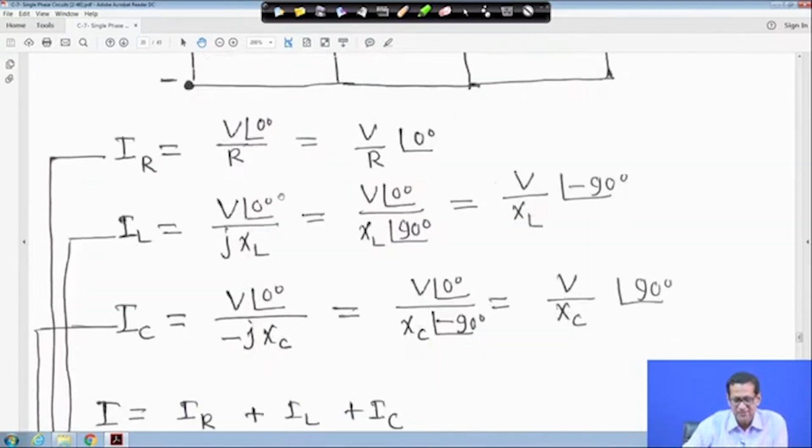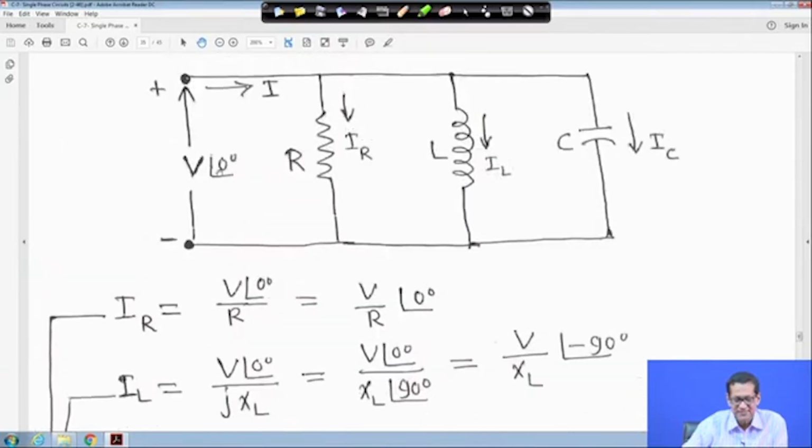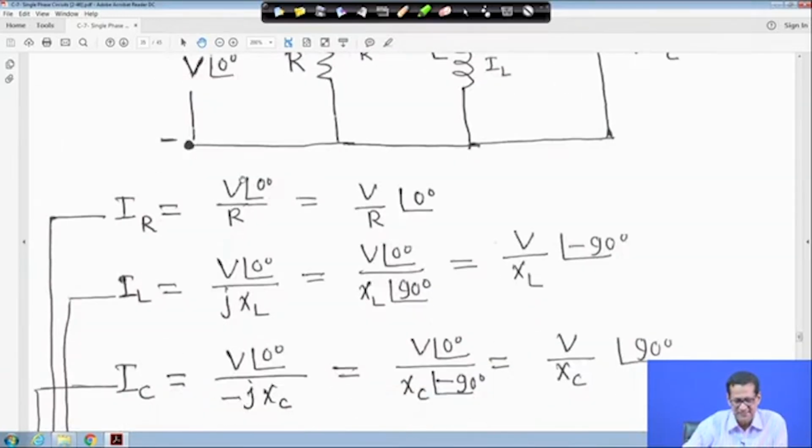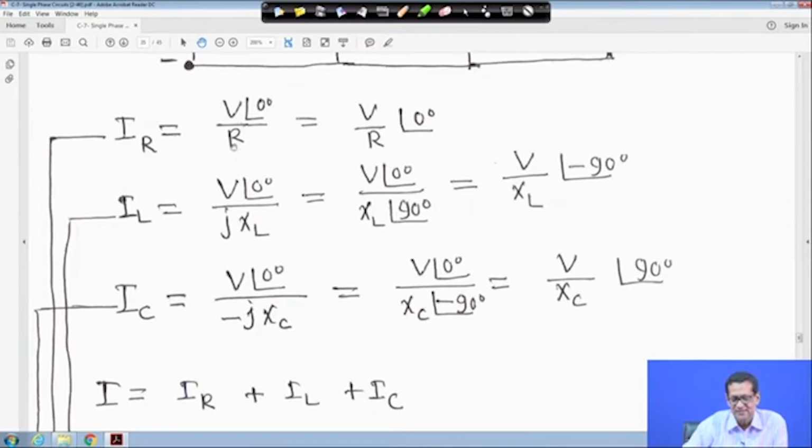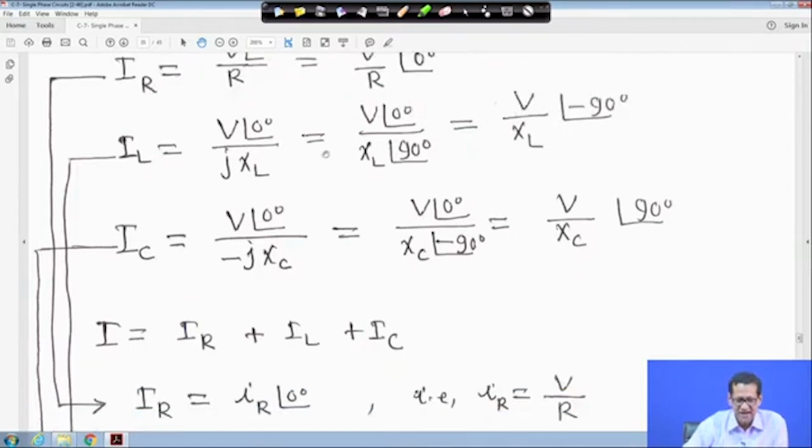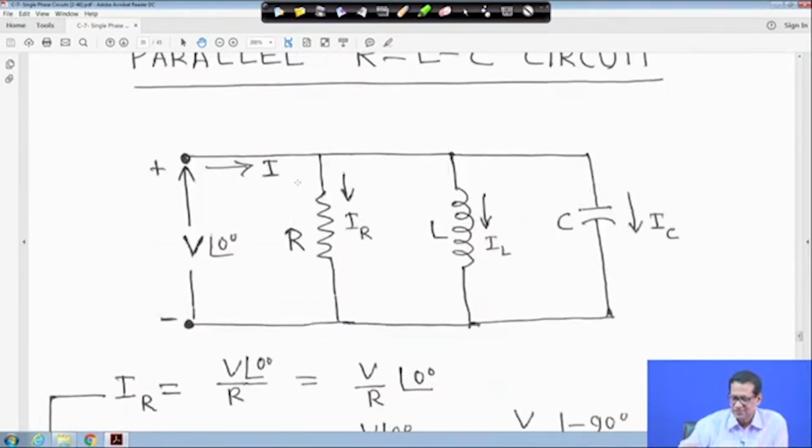IR is equal to V angle 0 upon R, since we are taking V angle 0 degree as the reference voltage in a parallel circuit. IL is equal to V angle 0 upon jXL, where XL is equal to L omega. So this is jXL that we take.